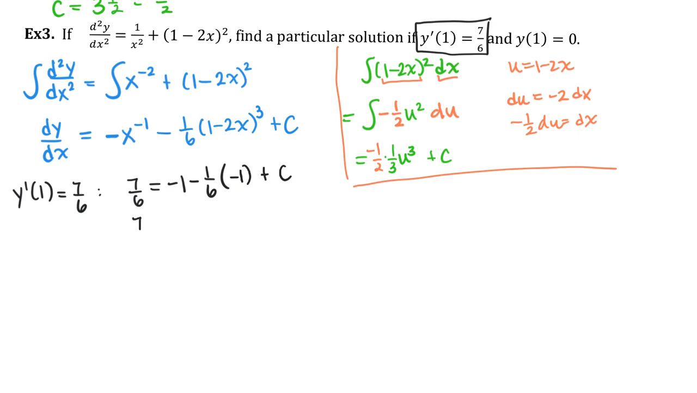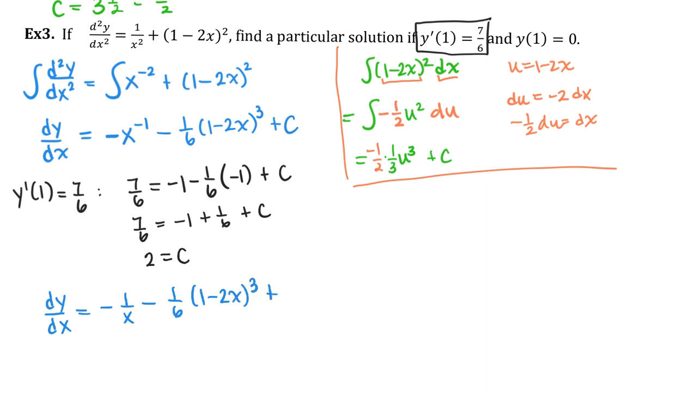Okay, let's just try it. Plus 1/6 plus c. Well, if I subtract the 1/6, I get 6/6, which is 1. And then if I add the 1, I get 2. So I get c equals 2, which means I can actually complete my derivative equation now. So dy/dx equals negative 1 over x minus 1/6 times (1 minus 2x) cubed, and now plus c, which I found to be 2.